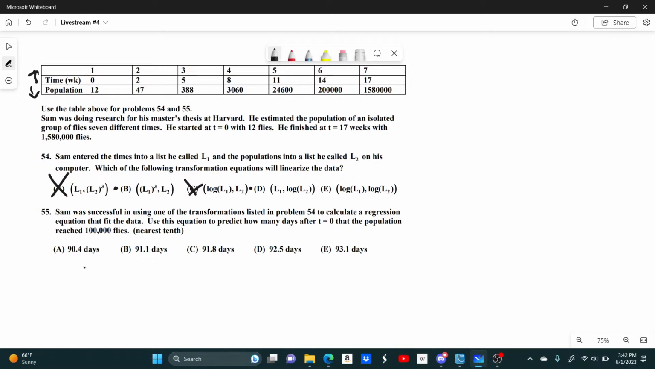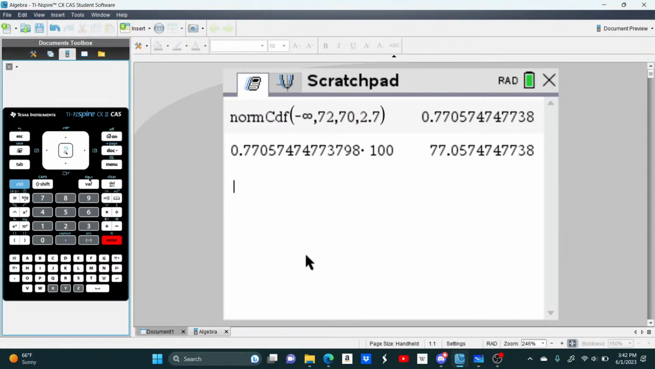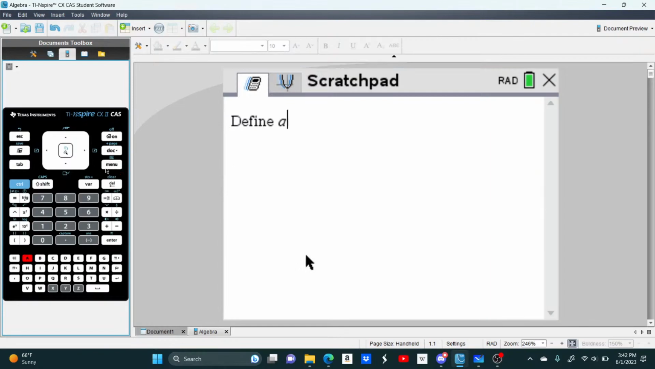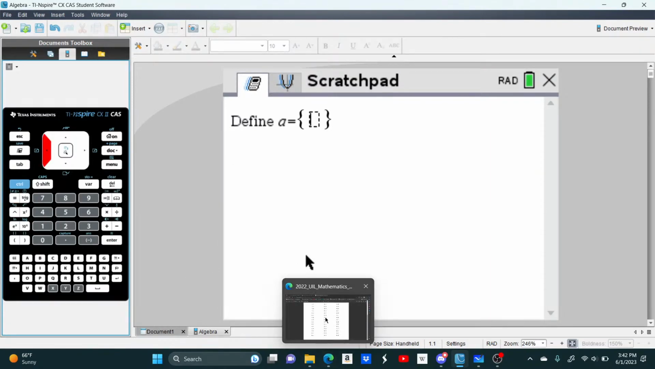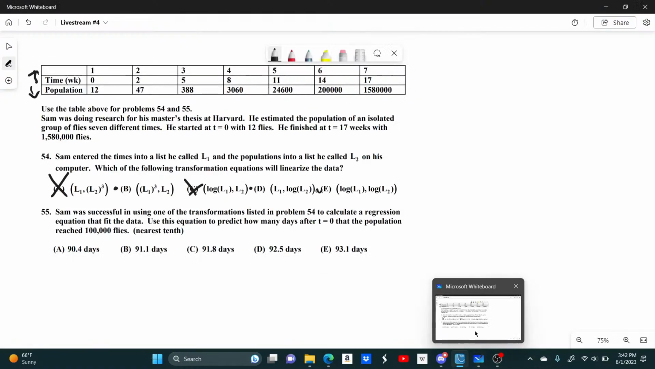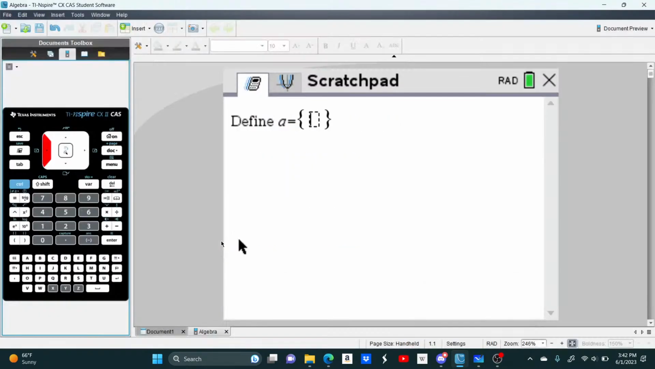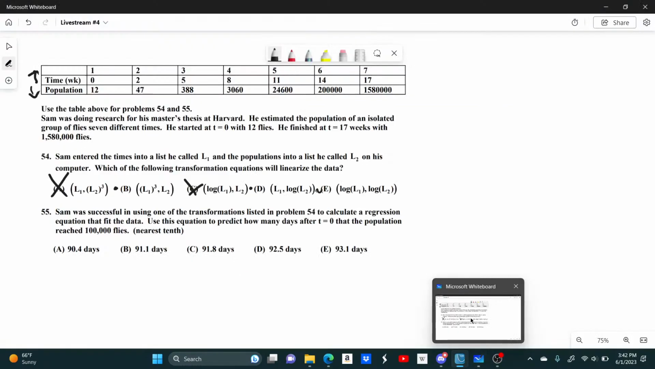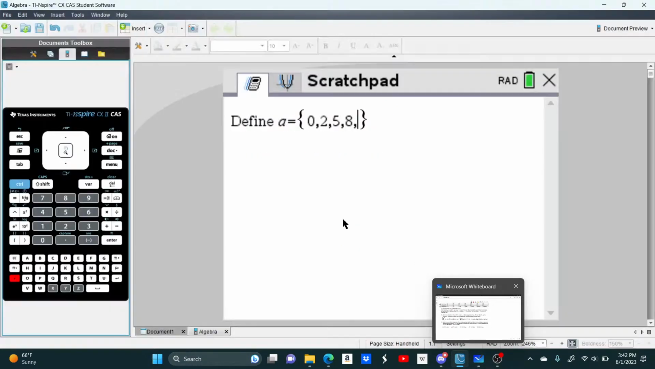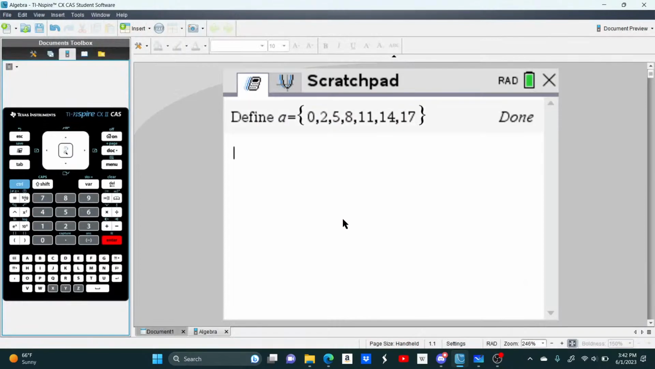And doing the log of both, maybe, I'm not sure if that would work or not. Okay, so we kind of just have to try each of these. So what I do, I make a list. So here's my first list. What's everything in this list? 0, 2, 5, 8, 11, 14, 17. Right, so that's one of my lists.